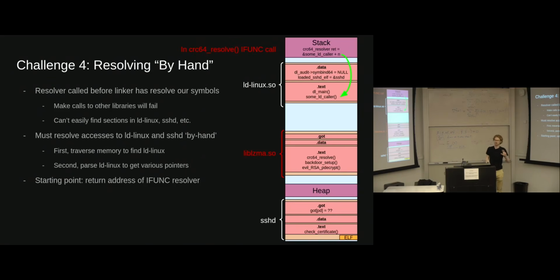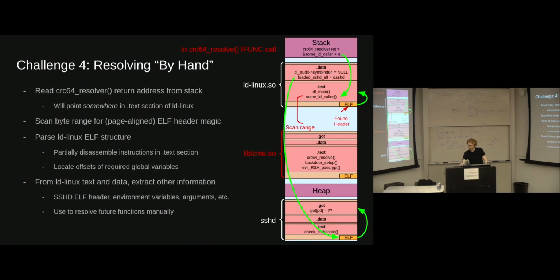And that's actually not the only way. They do another interesting way, which involves disassembling the procedural linkage table. But this is the simpler way that they do just to find this DL audit symbind hook. So that gets us part of the way there, but it's still not all the way. We still have one location in the text section of LD Linux, but we don't actually know where we are in the text section of LD Linux.